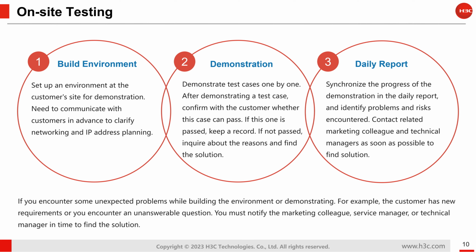If you encounter unanswerable questions, you can ask the customer if they agree to demonstrate the next test item first, and you need to contact the sales engineer and technical manager to find the solution in time. You need to send the test daily report during on-site testing. It is used to synchronize the progress of the demonstration and identify problems and risks encountered. You can contact the related marketing colleague and technical managers as soon as possible to find a solution.